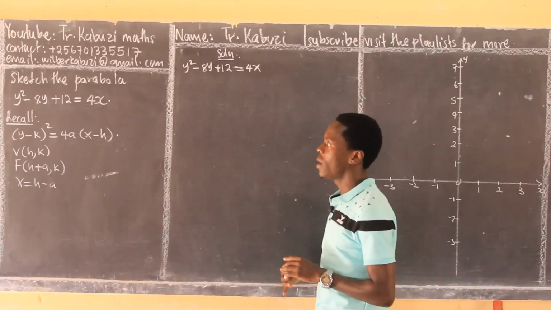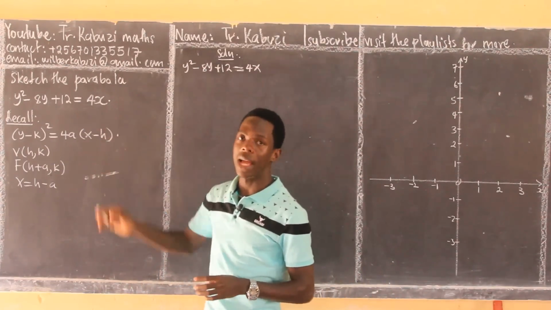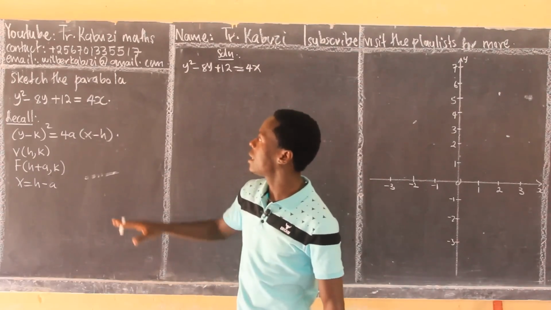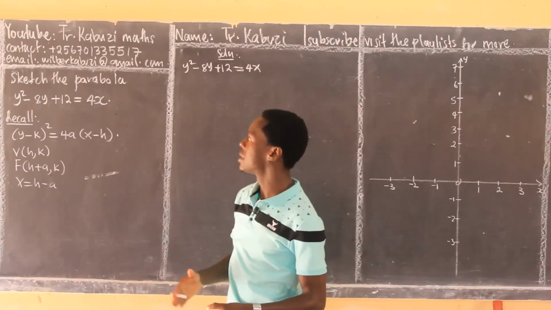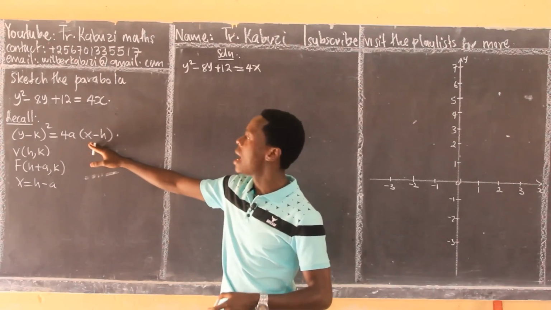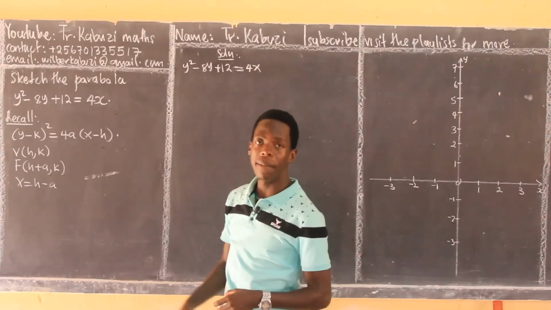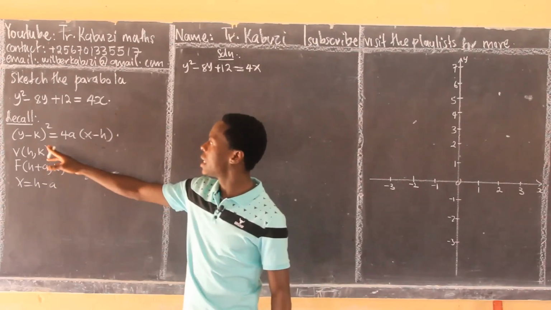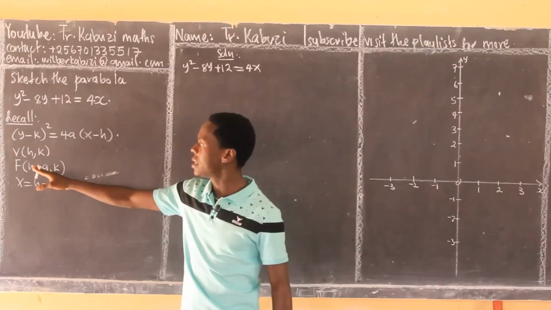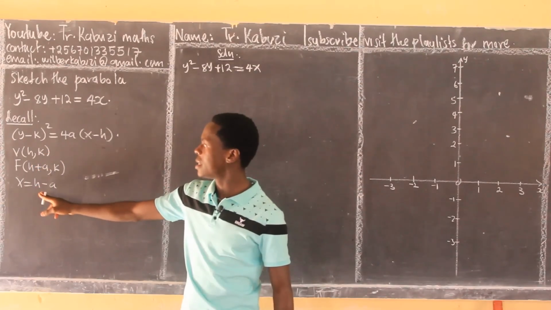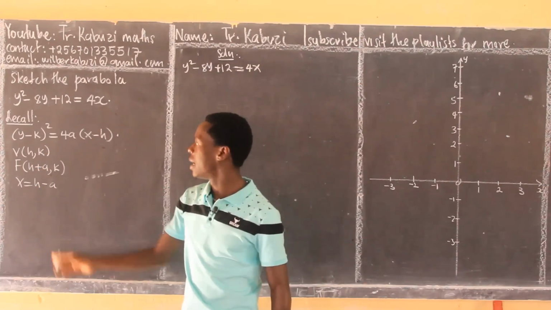But specifically today, we are going to sketch a parabola the way you see it there. If they give it to you in this form, you start by completing squares so that you can express it in this form. When it's in this form, you can easily compare so that you can get the h, the k, and then the a, so that you can get your focus like this, the vertex like this, then this is going to be our directrix there.